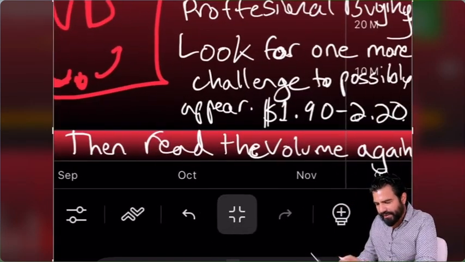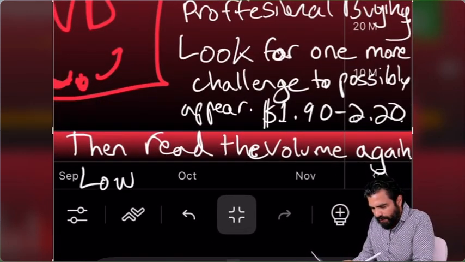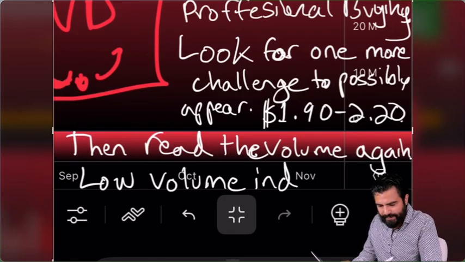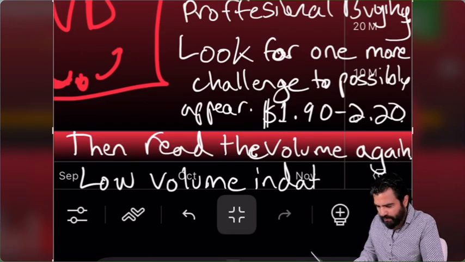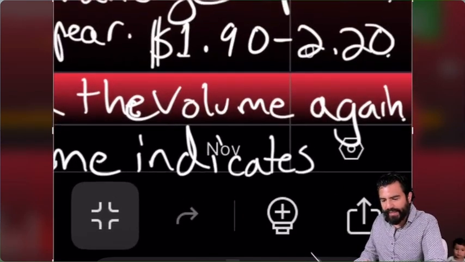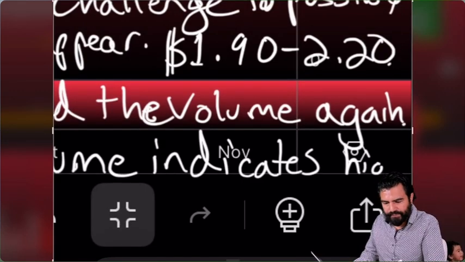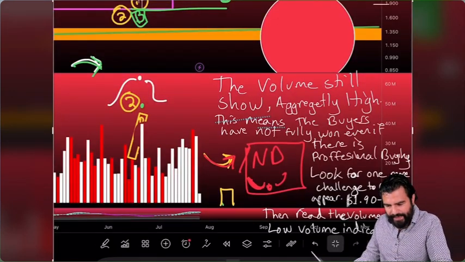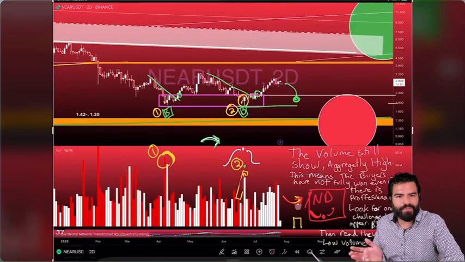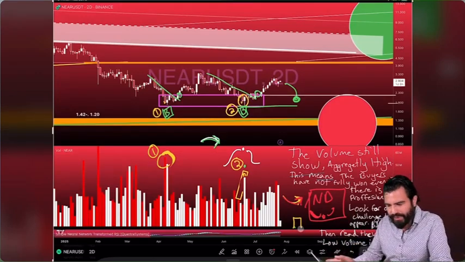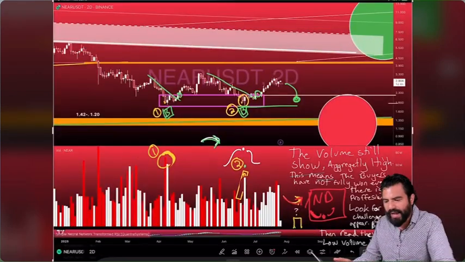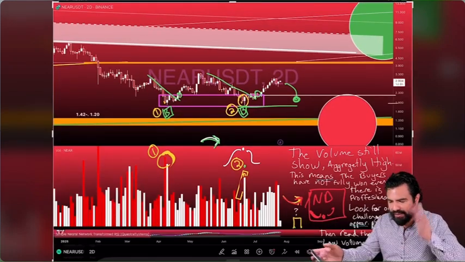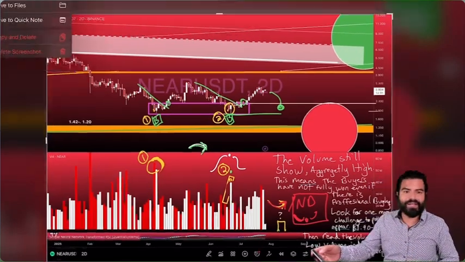And I'll give you the answer here in advance. Low volume in this context indicates higher prices. The reason it would indicate higher prices at that time is because the supply would have been absorbed. But we don't know what we're going to see yet. All we know is that there's still incentive to come down.